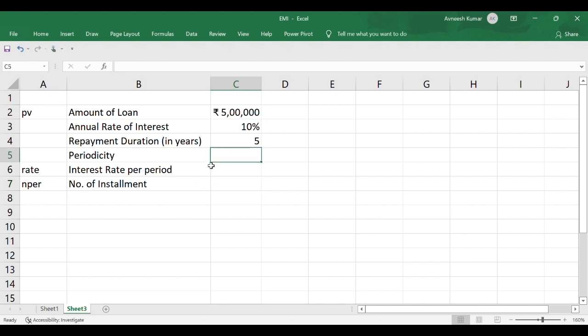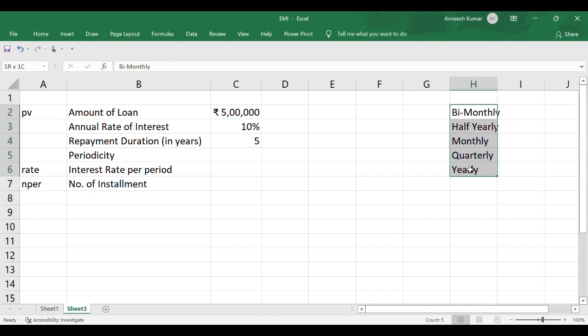For periodicity, we will just write some list and the factors. So we start right, we just enter it here, bi-monthly, then half yearly, monthly, quarterly, and yearly. If you want to have more frequent payments, then you can do that, but for the time being we are just having this 5.